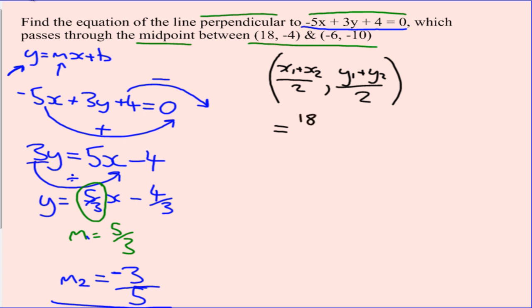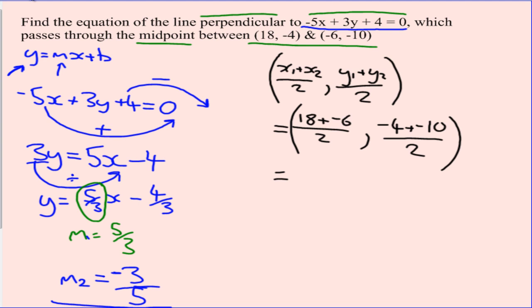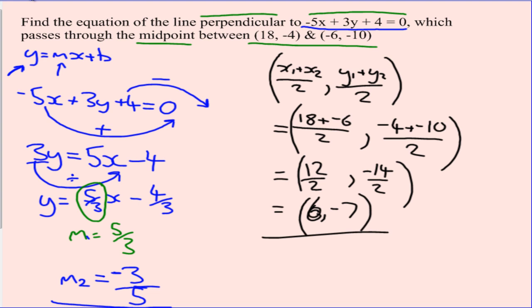x1 is 18 plus x2 of negative 6, and then we've got to halve it. Big comma. Then our y values of negative 4 plus negative 10. Add those together, halve it, and put brackets around to show that we're talking about a coordinate. Now 18 plus a negative 6 is 12 over 2, and negative 4 minus a 10 is minus 14, still over 2. Halving each of those values, we get 6 and negative 7. There's our point.